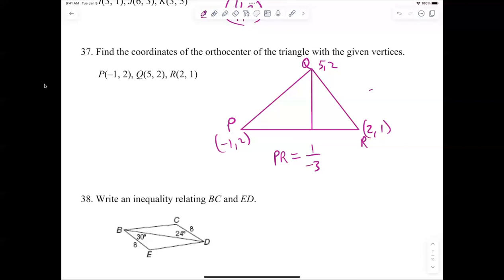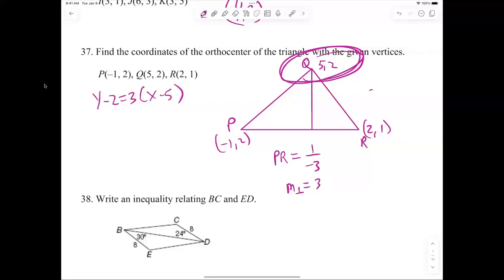So if the slope of PR is -1/3, then the slope of the perpendicular would equal what? 3. And we're going from what point? 5, 2. So now I have y minus 2 equals 3 times x minus 5. That's one line. Do we agree with that?